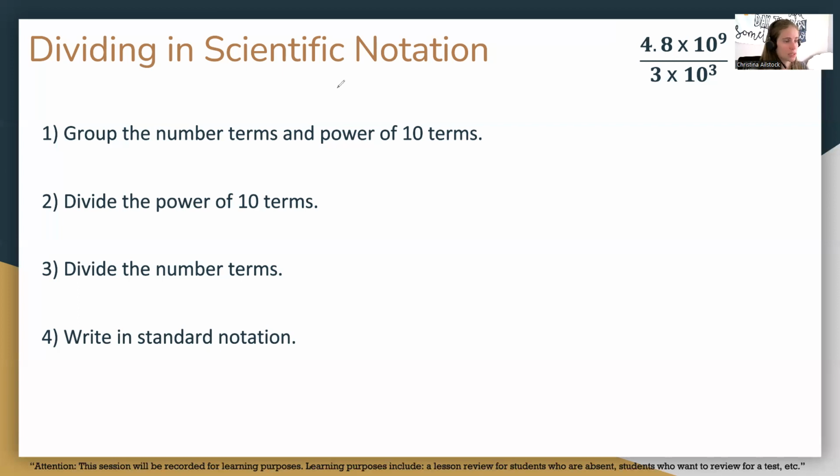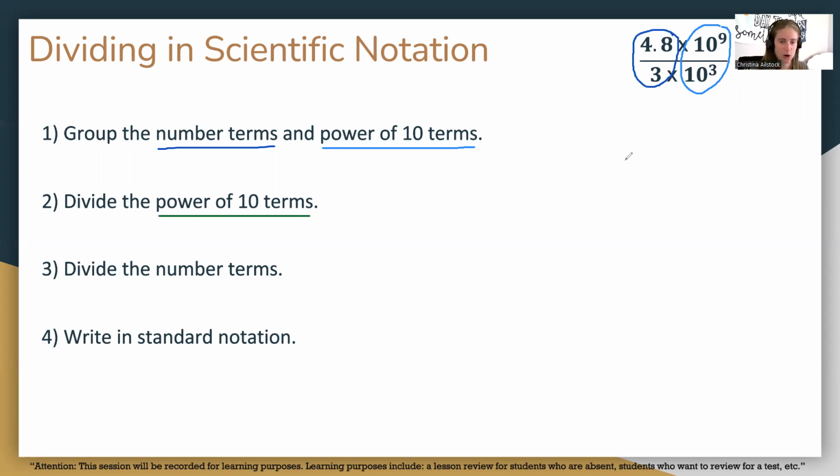All right, step number 1 tells us to group our number terms and our power of 10 terms. So our number terms, otherwise known as those coefficients, are these right here. And then our power of 10 terms are right here. We've grouped those together. We've pictured those separately. The reason for doing that is so we can do step 2 and step 3. It doesn't really matter which one you do first. I just kind of like doing the quicker one first. I think dealing with the exponents is a little bit faster.